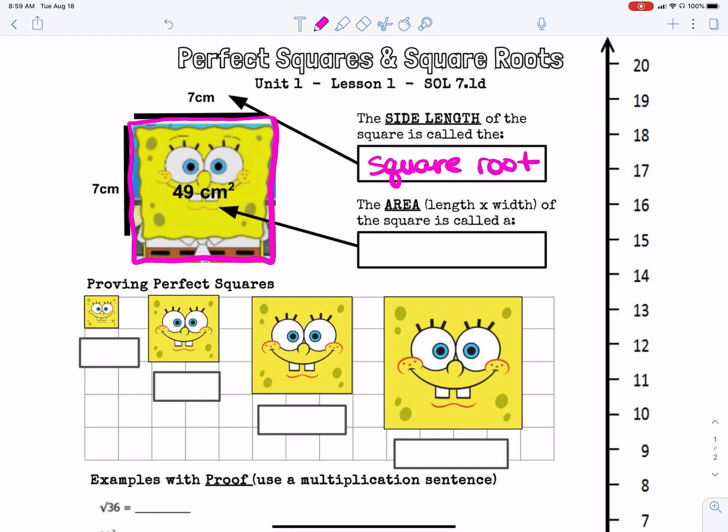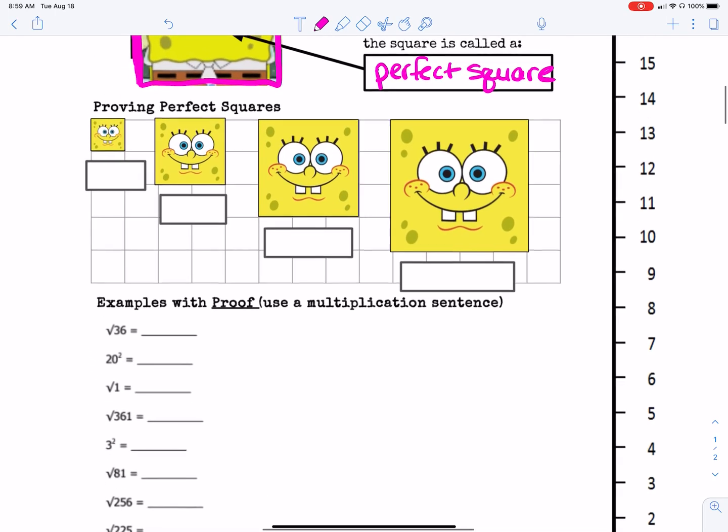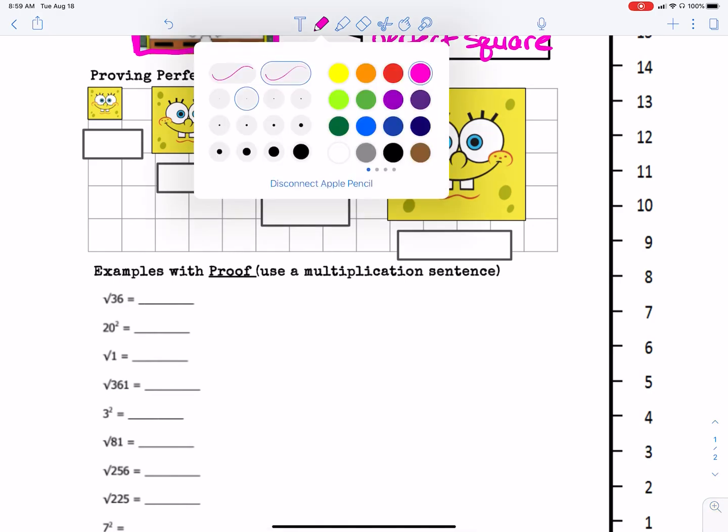okay? And the area, which is the length multiplied by the width, that gives you your perfect square or your area. So again, the side length of a square, that's called your square root. The space inside is your area, which is your perfect square. So now we're going to prove perfect squares.